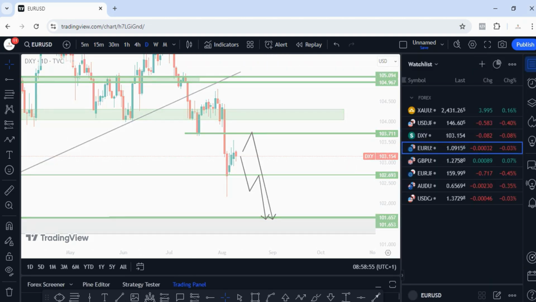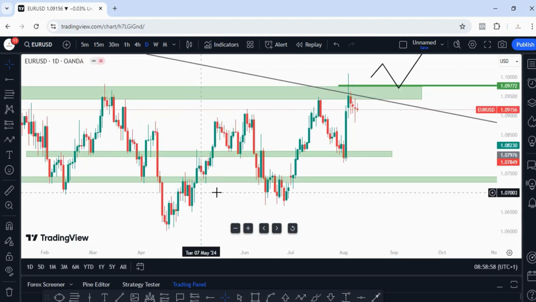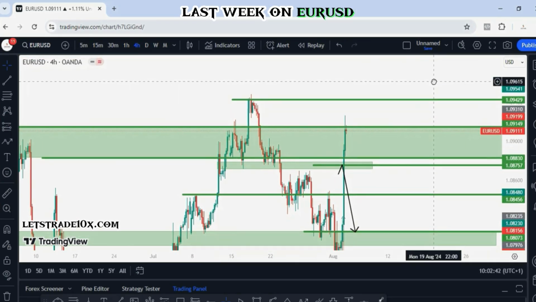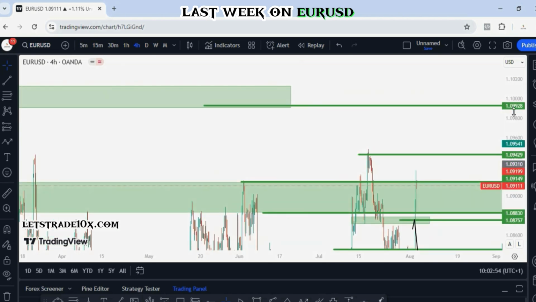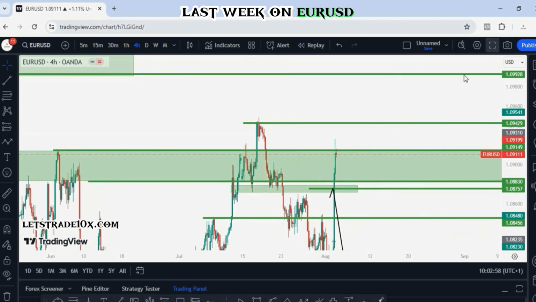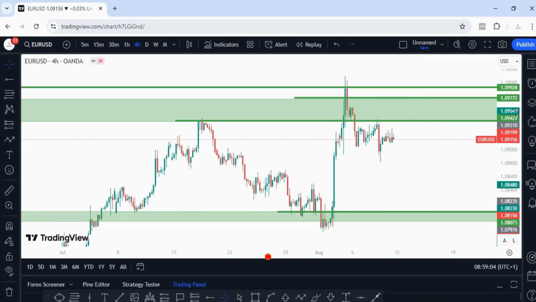The next on our list is EURUSD. So next week, just like what I did on DXY, I'll be expecting to see price come into 1.09928 on EURUSD. That's my main target. So welcome back, guys. You can see how price tapped into 1.09928 before we saw this pullback.